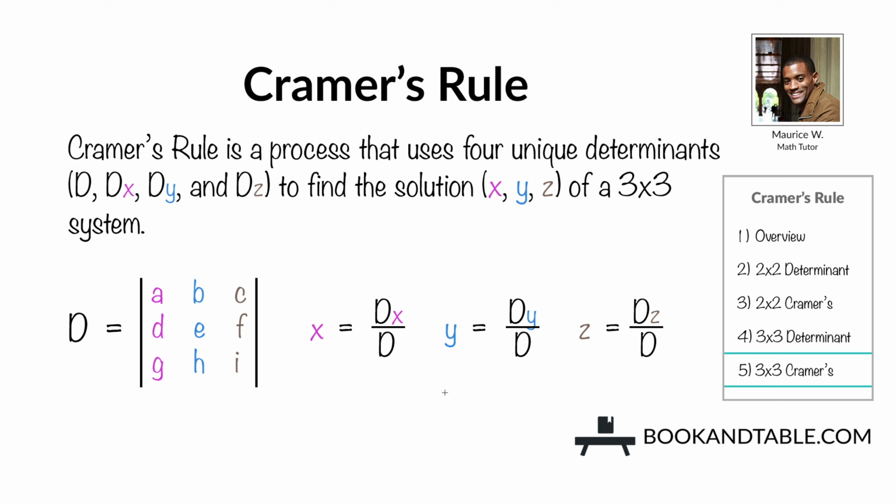So Cramer's rule is a process that uses 4 unique determinants, d, dx, dy, and dz, to find the solution, the xyz coordinate, of a 3 by 3 system. So we have a 3 by 3 and we'll use this to calculate d, dx, dy, and dz to help us find our solution.